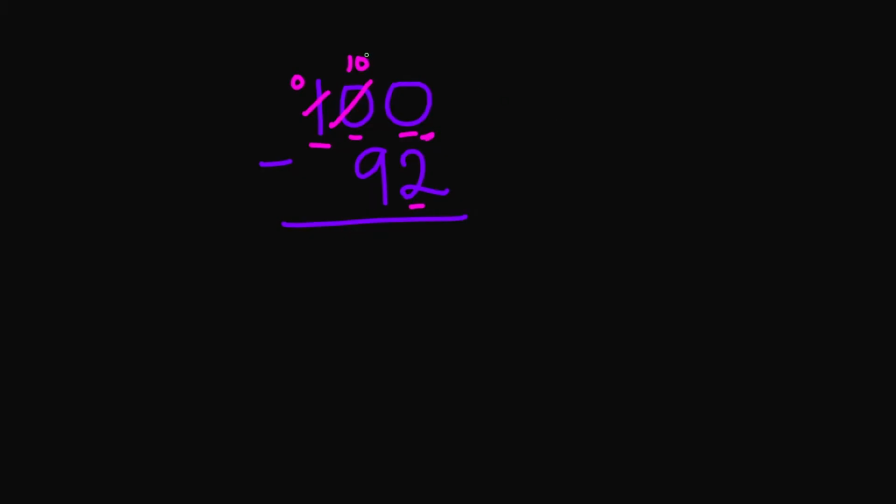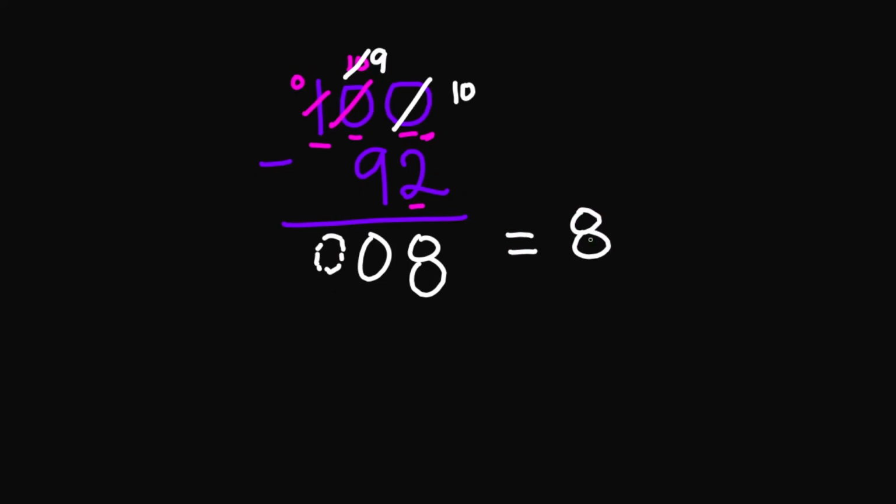So now I'm going back to the tens. I'm going to borrow. This now becomes a 9. This 0 becomes a 10. So now I have 10 minus 2, which gives me 8. 9 minus 9 is 0. And then you have 0 minus 0. That's your imaginary 0. So your final answer is going to be 8.